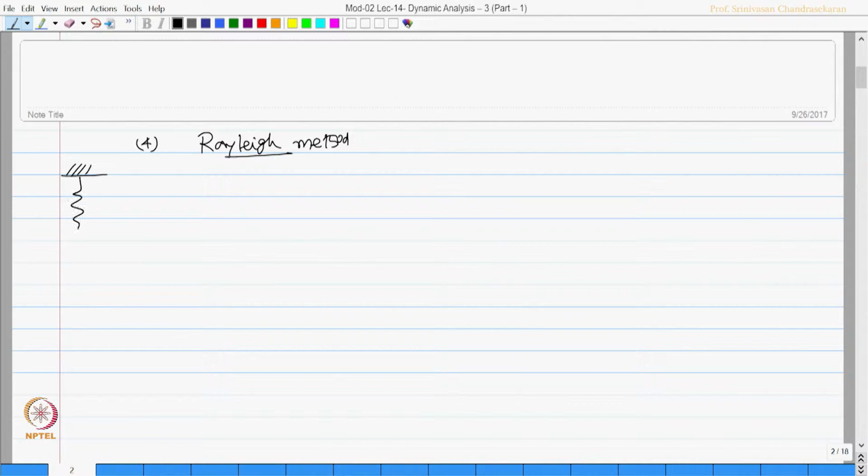Let us say this is 2k, this is k, this is m and this is 2m, and the degrees of freedom are this is x1, this is x2. We want to find omega and phi for the system. So, let us take Rayleigh's method. It is again a tabular form numerical method.